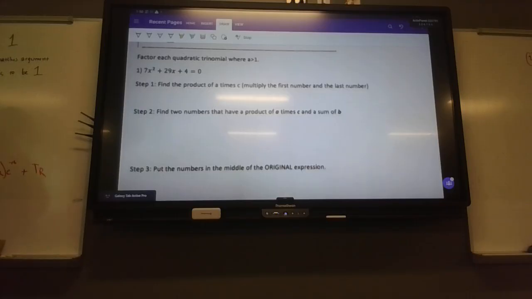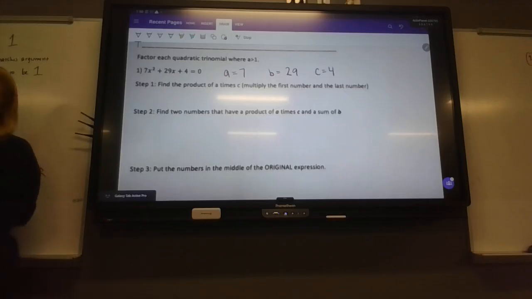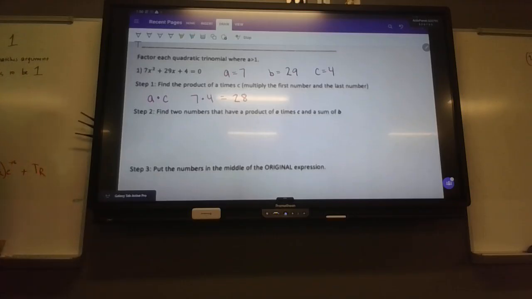All right, so let's go ahead and list A, B, and C. A is 7, B is 29, C is 4. You have to find the product of A times C. So if I'm doing A times C, that would be 7 times 4, which is 28. So now I need to find numbers that will multiply to 28 and add to 29.